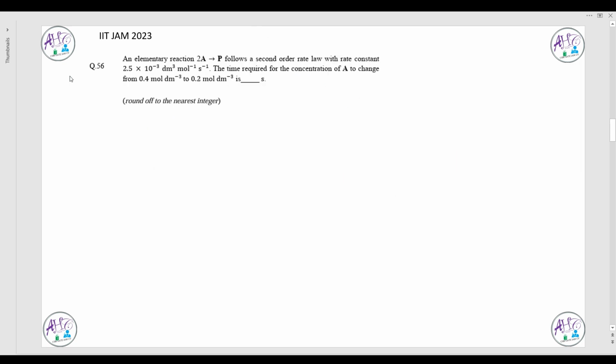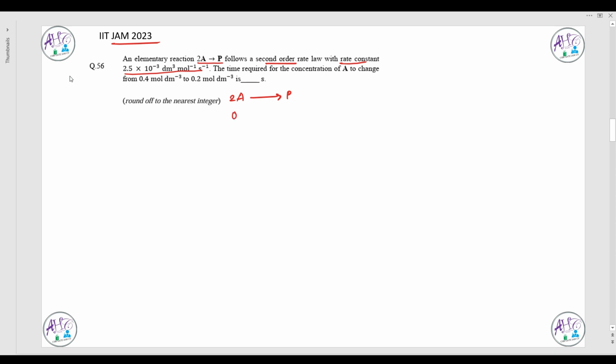Next question. Again JAM 2023. இங்க என்ன கேட்டிருக்காங்கன்னா, elementary reaction 2A reacts to give a product B. So 2A reacts to give a product B. This is a second order reaction னு சொல்லிட்டாங்க, and then they have given the rate constant.